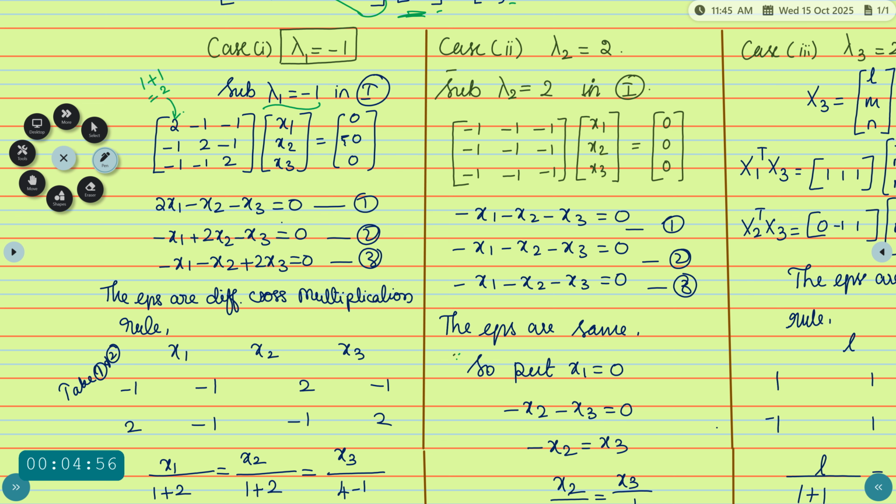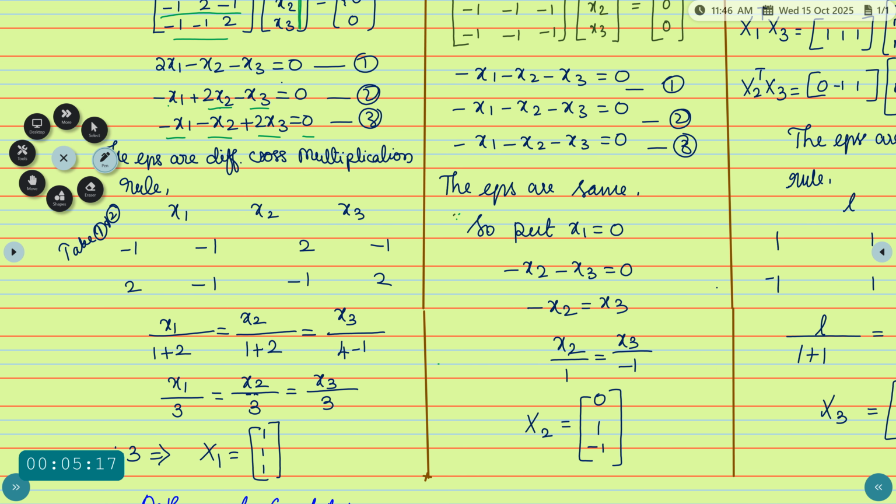So you are going to form the equations. First row into column: 2x1 minus x2 minus x3 equal to 0. Similarly, second row: minus x1 plus 2x2 minus x3 equal to 0. Third row: minus x1 minus x2 plus 2x3 equal to 0. Next step, we are going to see the equations. If the coefficients of all the equations are the same, then the equations are said to be same. Otherwise the equations are different. So we are going to use the cross multiplication rule.